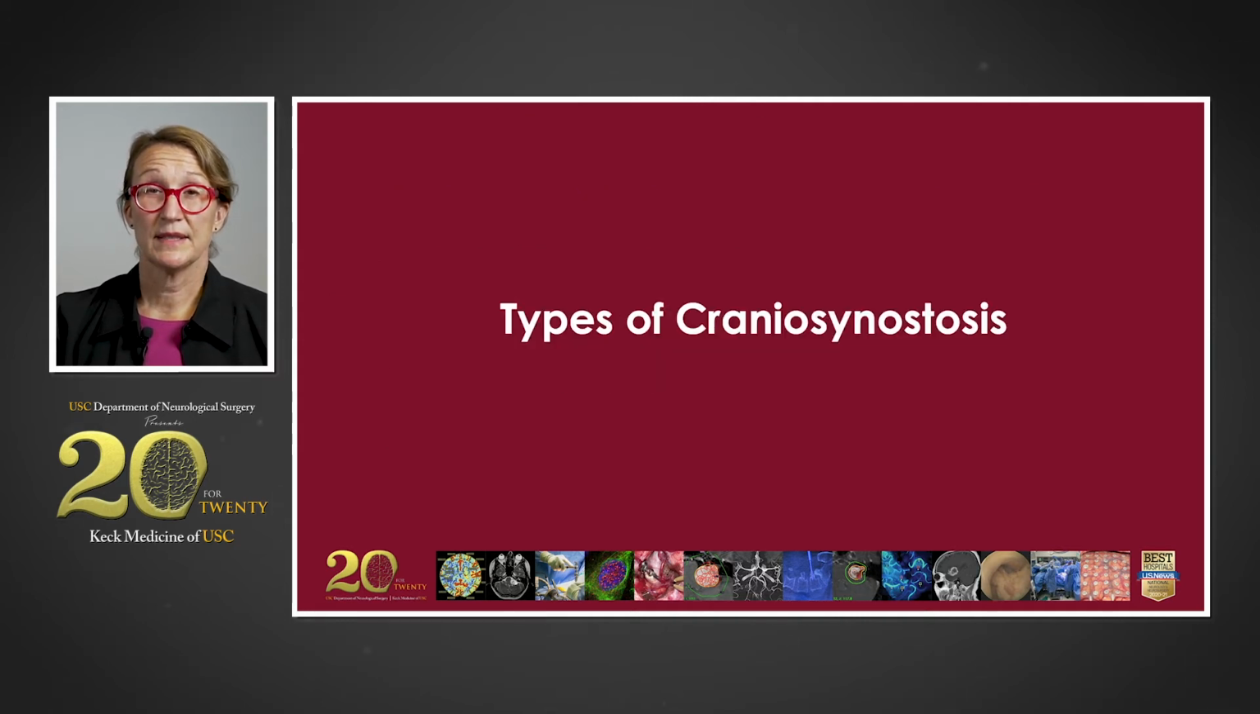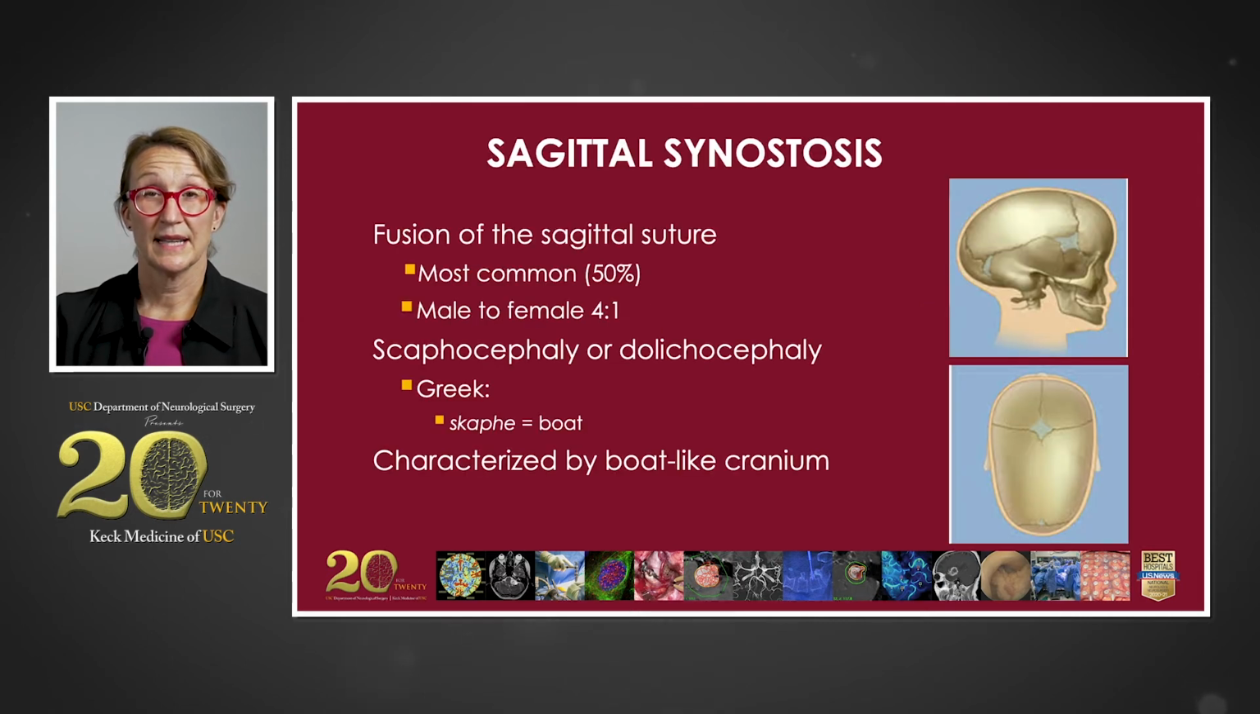I'd like to review the different types of craniosynostosis. Sagittal synostosis is fusion of the sagittal suture, which runs along the midline of the skull. This is the most common type of craniosynostosis and occurs most commonly in males compared to females at a 4:1 ratio. This is often described as scaphocephaly or dolichocephaly, which comes from the Greek word scaphe, meaning boat. It is characterized by a boat-like cranium.